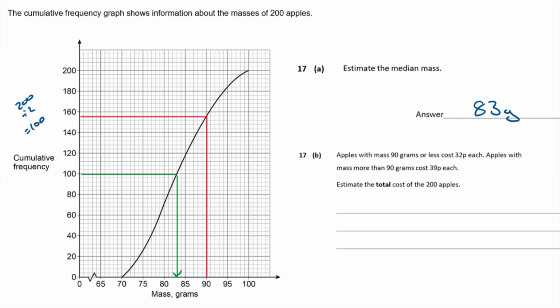Now what's that? So I've got 140 and 160 here. I've got 5 divisions in between spanning 20 points. So each division must be 4. So it's going to be 140, 144, 148, 152, 156. That's 156. Okay. So that means that 156 apples are going to be 90 grams or less, which means the remainder, which is 44 apples, are going to be more than 90 grams.